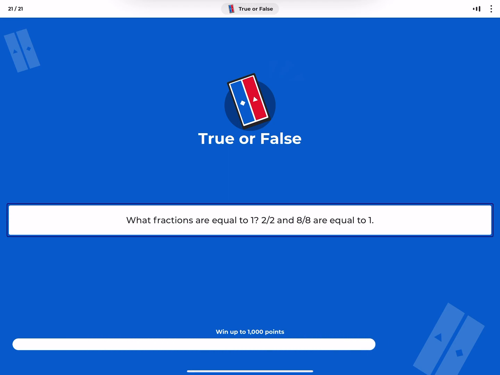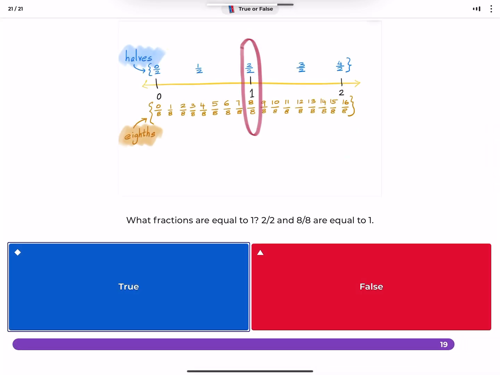What fractions are equal to 1? 2/2 and 8/8 are equal to 1. True. False.